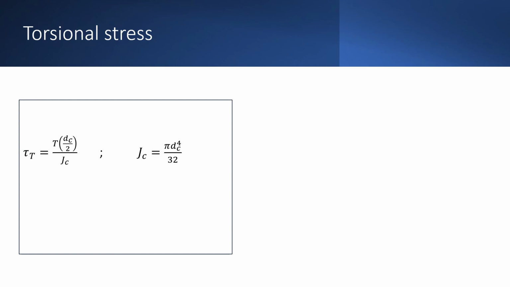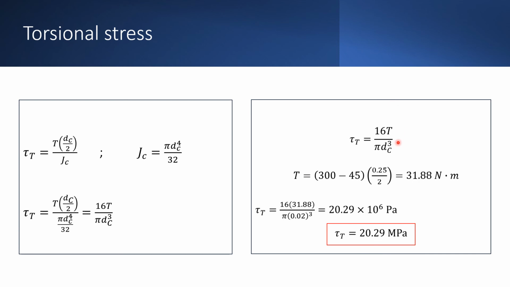The torsional stress at the point of maximum bending can be obtained as follows. Tau T is equal to T multiplied by RC, or here is DC over 2, over JC. JC here is the polar moment of inertia. So JC is equal to pi DC to the power of 4 over 32. We plug this JC to here, and we simplify the equation for tau T is 16T over pi DC cubed. And we have to put the numbers to the formula.